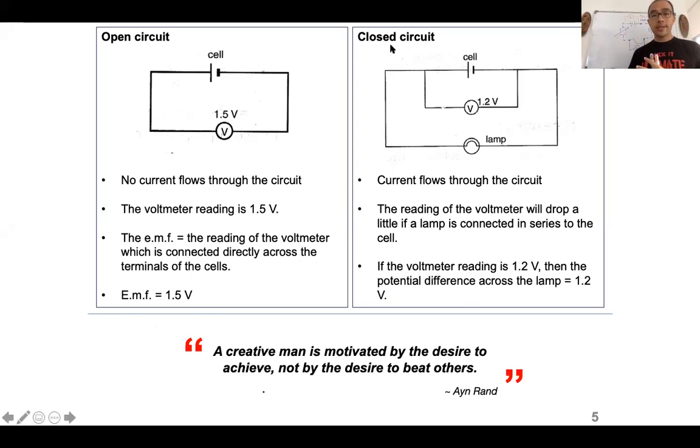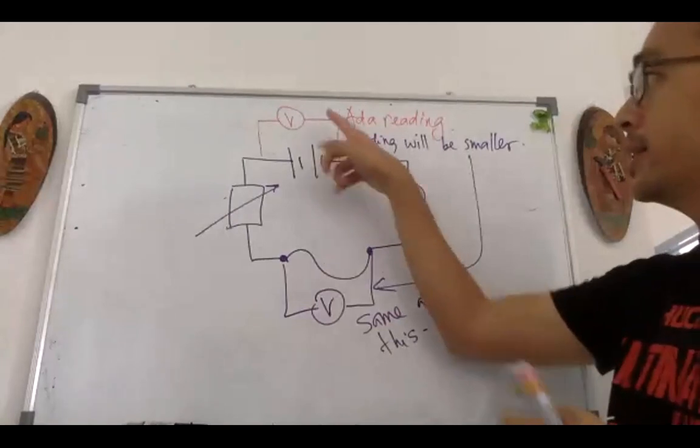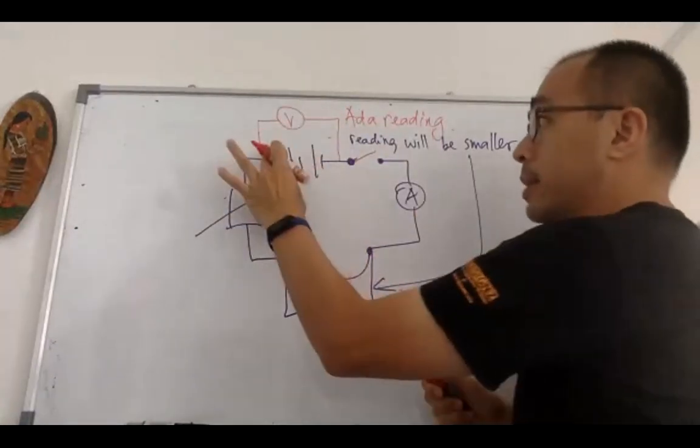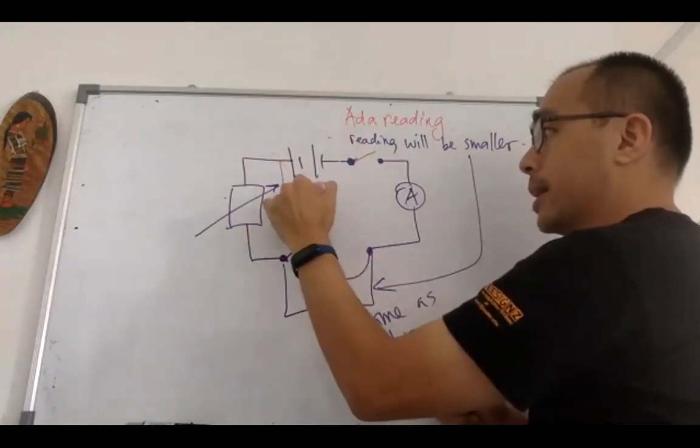Secondly, in the closed circuit, let's say I attach everything, this one, this is similar to our circuit that I showed on the board over here. It's just that in the PowerPoint, the voltmeter is put down here, but it's the same thing. It doesn't matter whether I put it up here or down here, it still means the same thing.